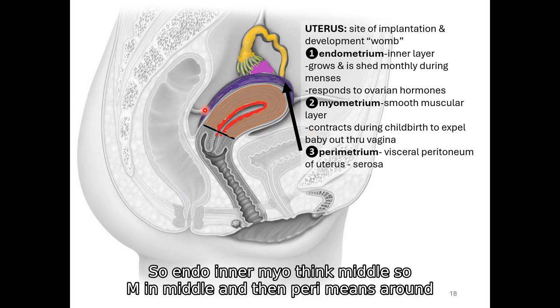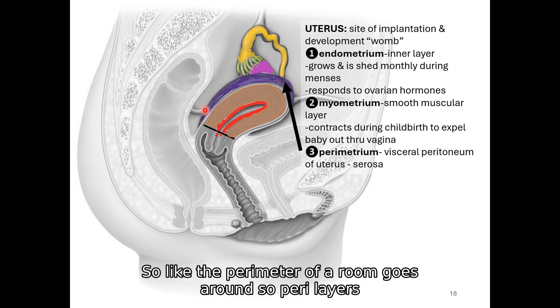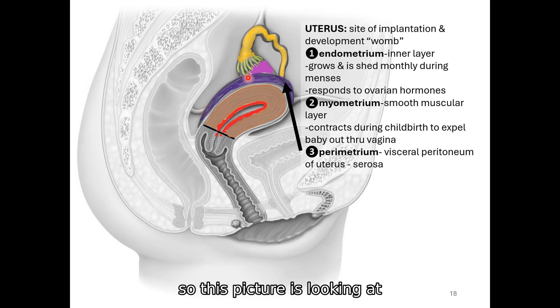So inner, myo, think middle, so M in middle. And then peri means around. So like the perimeter of a room goes around. So peri layers are always on the outside.